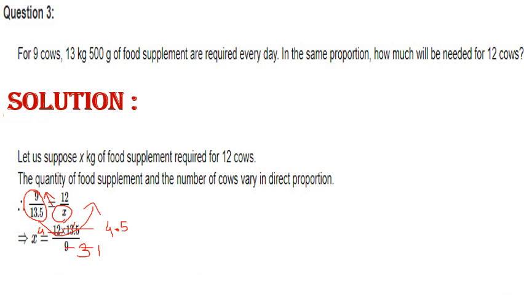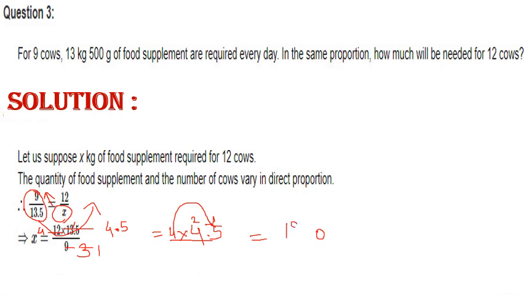So then the amount of food supplement required would be, what is left out here? In the numerator we have 4 into 4.5 and in the denominator we have 1. So therefore 4 into 4.5 would be how much? 4 fives are 20. So 2 carried forward, 0 will come down. Then we have 4 fours are 16. 16 plus 2 is 18.